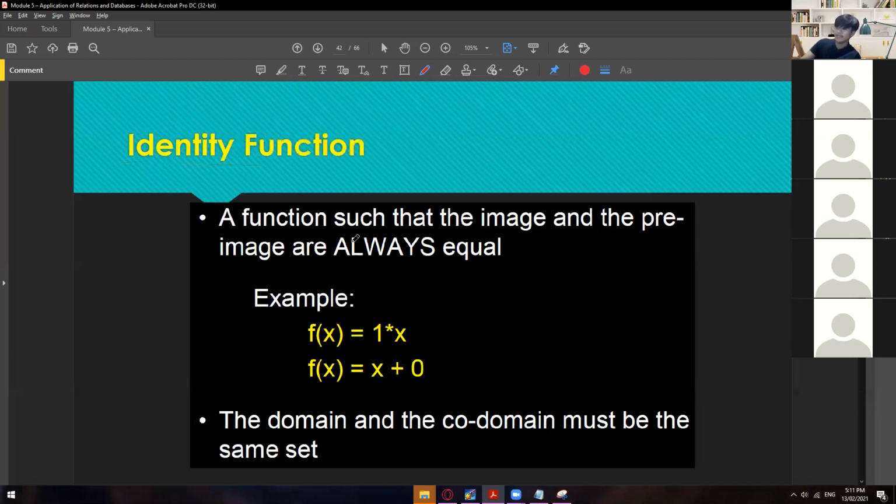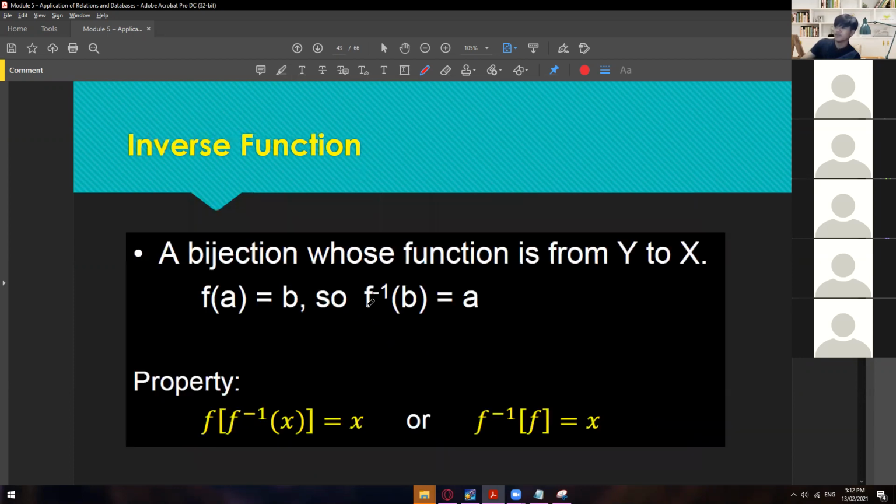Right, we also have here the identity function, wherein this function is always equal with another function. For example, the value of your x here is 1, and the value of your x here is 1 also. And as you can see, 1 times 1 is 1, and 1 plus 0 is 1. 2 times 1 is 2, 2 plus 0 is 2. If we have that kind of condition, then we call that one identity function. Anyway, this one is super easy.